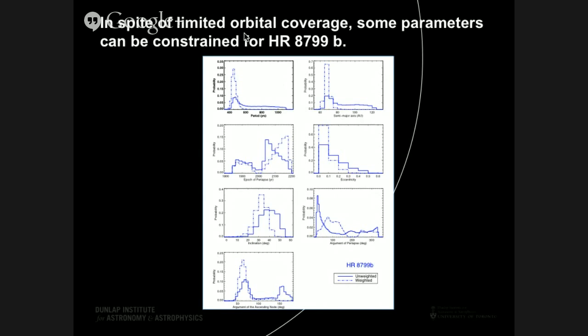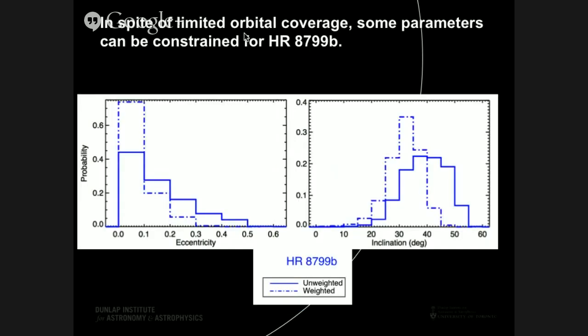Yes, the dotted ones are the ones, and I know this is hard to see, so I'm going to zoom in on the ones that I think are the most interesting. So that's eccentricity and inclination. As you can see, in both cases, even when we don't weight, there's a pretty substantially strong upper limit on the allowed eccentricity for this planet.